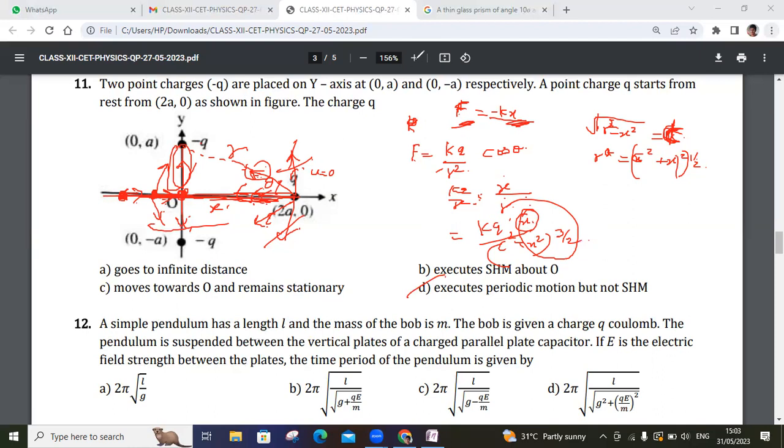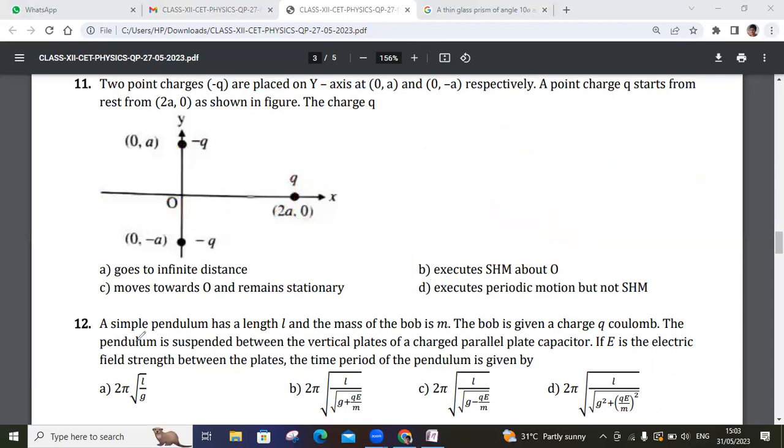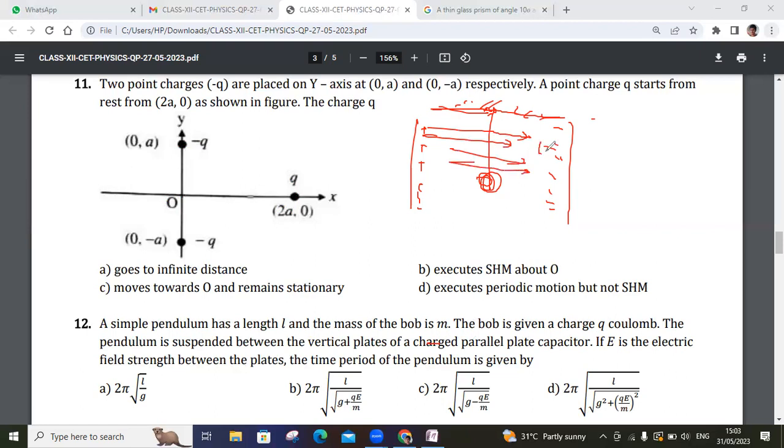We'll go to the next question. A simple pendulum has length L and mass M. The bob is given a charge Q coulomb. The pendulum is suspended vertically between some vertical plates like this. They're charged plus plus plus and minus. So these are two capacitor plates, and here a bob is suspended like this. A charged parallel plate capacitor means there will be a uniform electric field E between the plates. They are asking the time period of the pendulum.